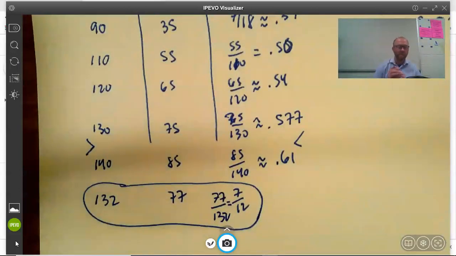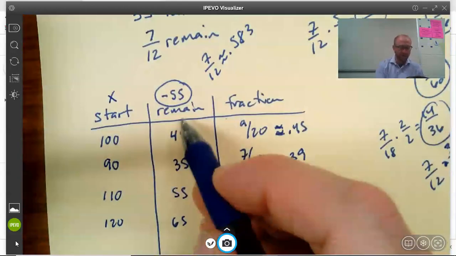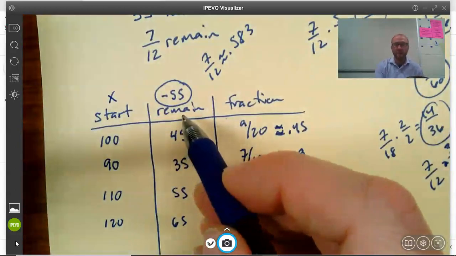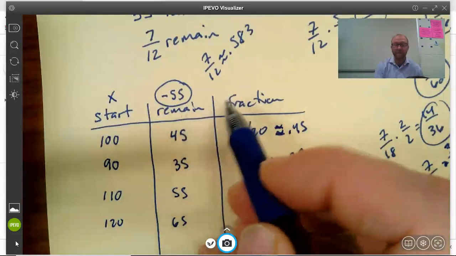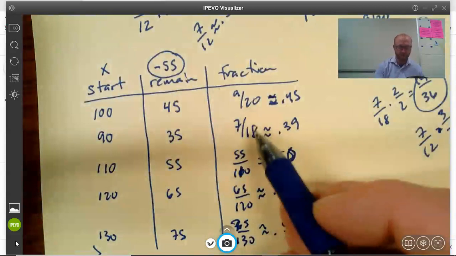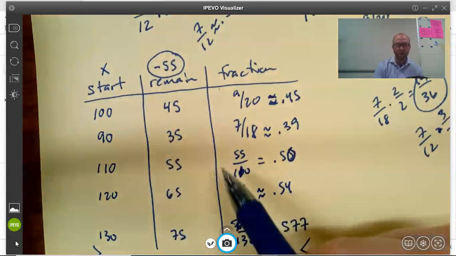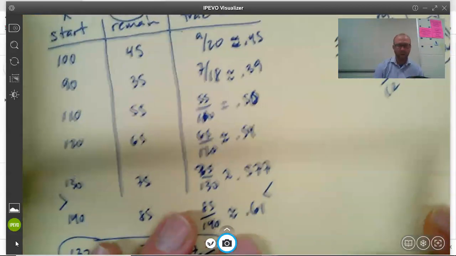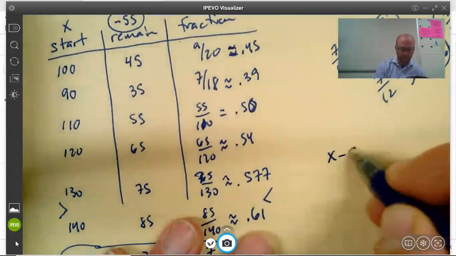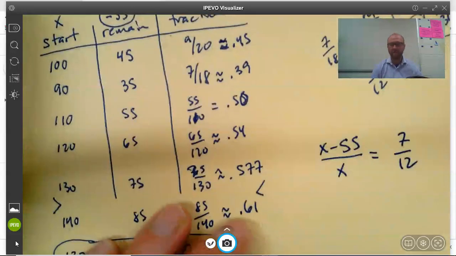Now, that's a whole complicated process. We could short circuit it a little bit if we just look at what we're doing. Think here, we've got a starting number, which we don't know, so we'll call it x, a remaining number, which is x minus 55, and our fraction is calculated by taking remainder over start. Like for example, 9/20 was reduced, but that was 45 out of 100, 35 out of 90, 55 out of 110. So I could say it's x minus 55, that's our remainder, over our start is equal to 7/12. That's what we were shooting for.